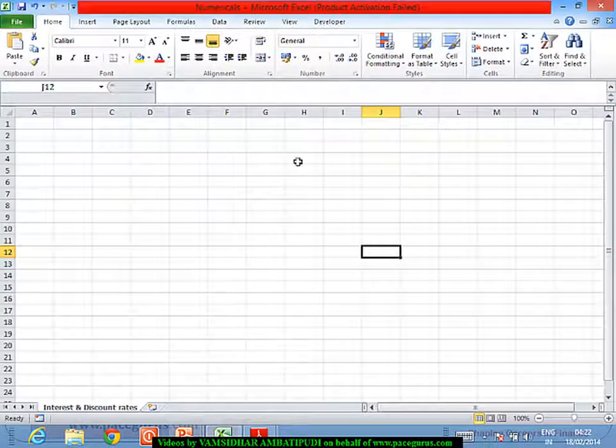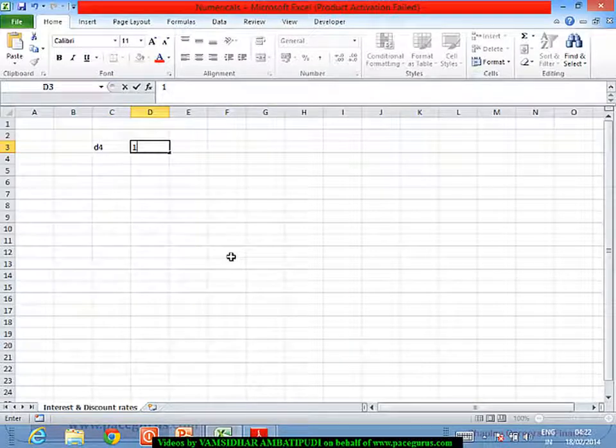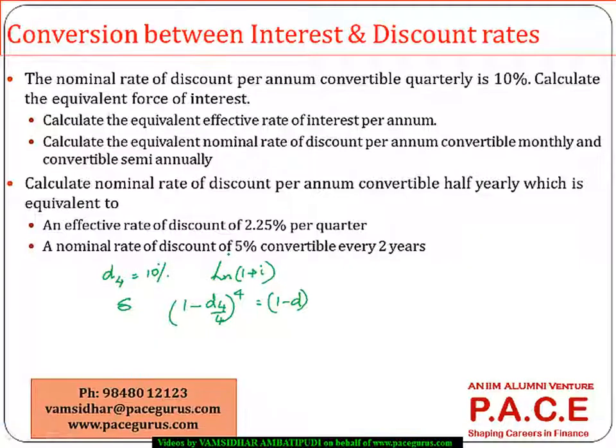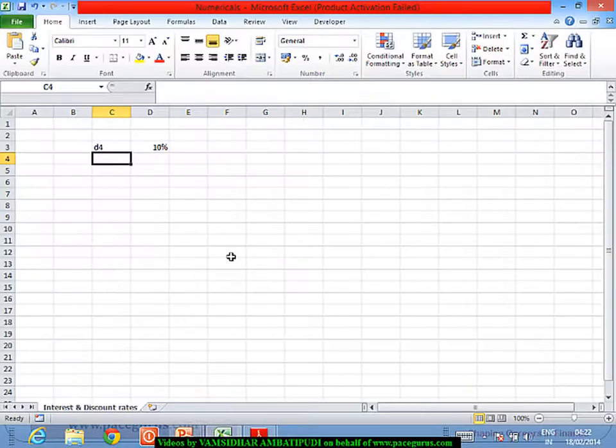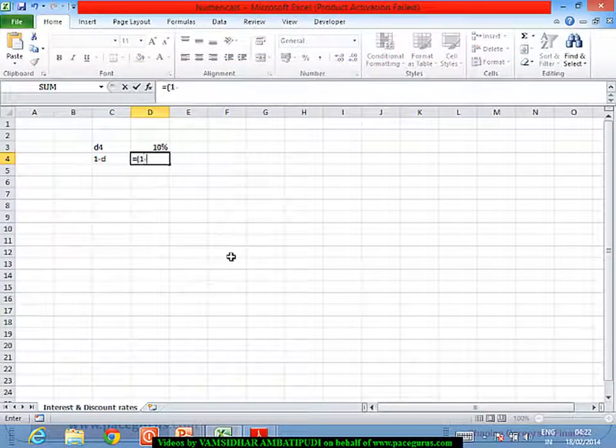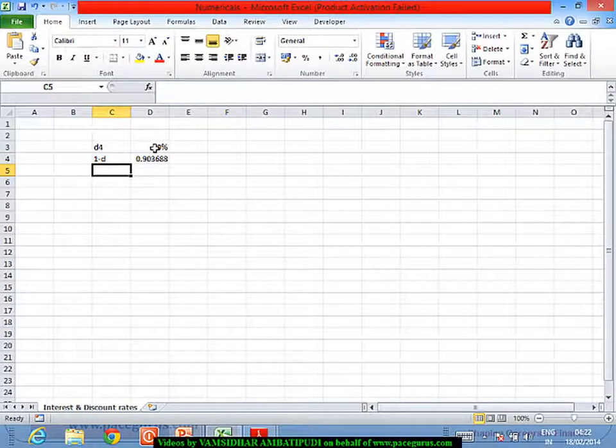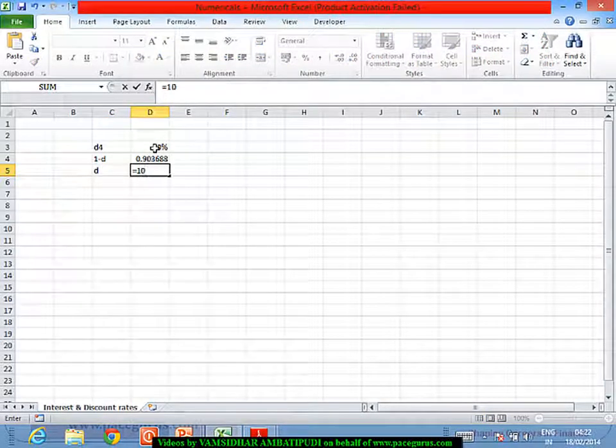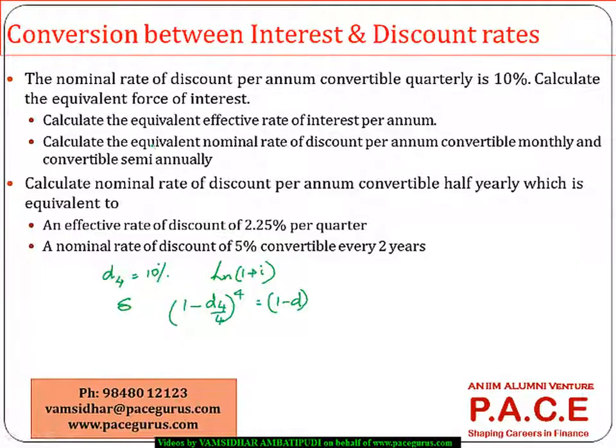Now that D4 is given as 10%, we can take 1 minus D4 by 4 to the power 4. That will give me 1 minus D. So I'll take 1 minus D4 by 4 to the power 4. This is 1 minus D. From here I'll get my D as 1 minus of 1 minus D. So this is the value of D.